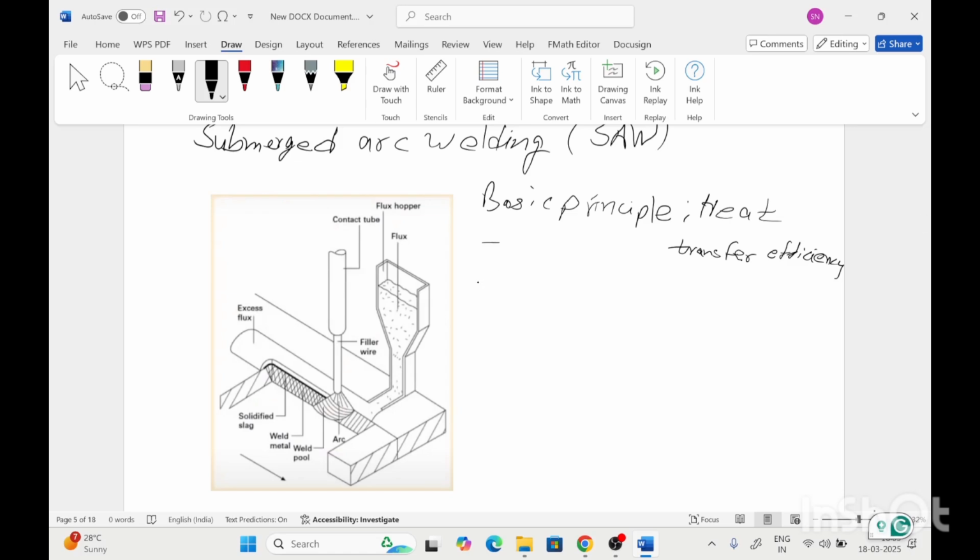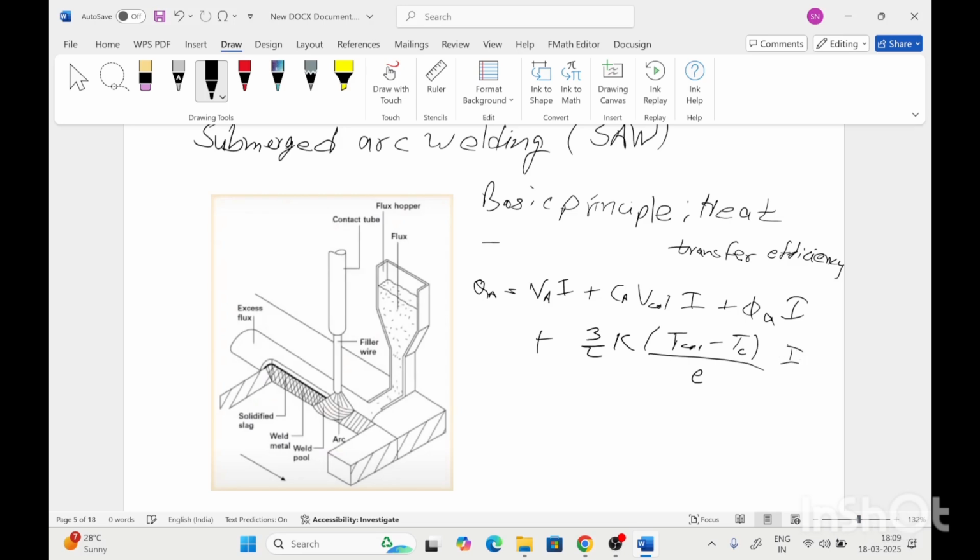If we recall, the heat generated at the anode can be written as VAI plus CA V column I plus IAI plus 3/2 K T column minus T cathode, divided by E and I. In this heat generated equation, all the terms are positive.